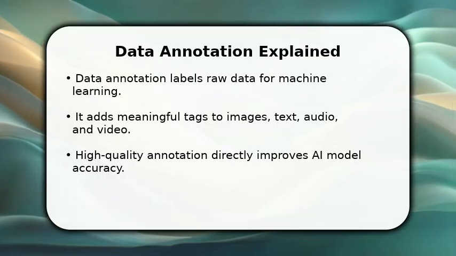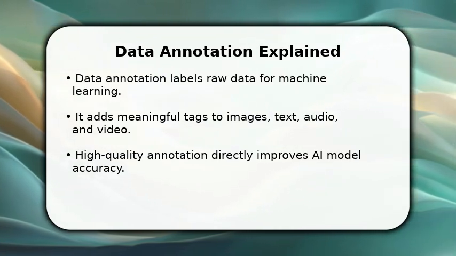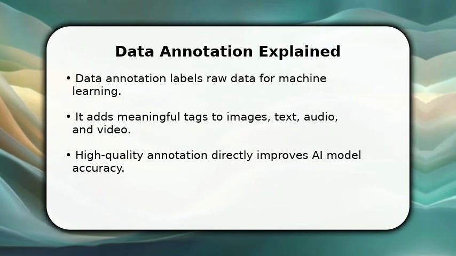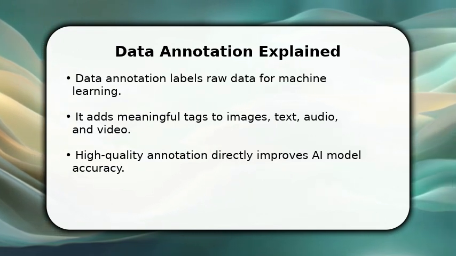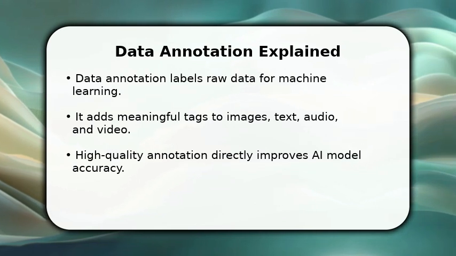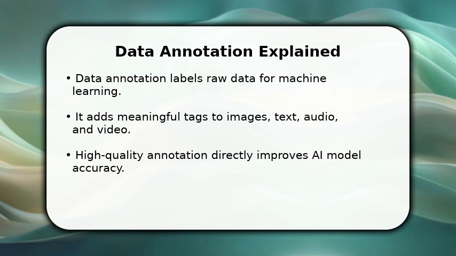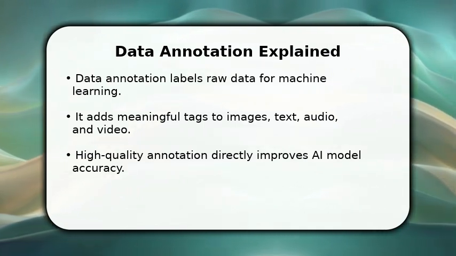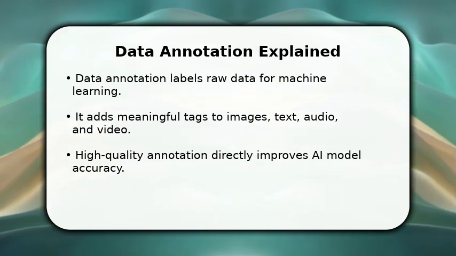In this video, I will explain how to use data annotation. Data annotation is the process of labeling raw data, such as images, text, audio, or video, to make it usable for machine learning models. This involves adding metadata or tags that provide context and meaning. For example, you might draw bounding boxes around objects in an image. Accurate annotation is absolutely crucial for training robust and effective artificial intelligence systems.